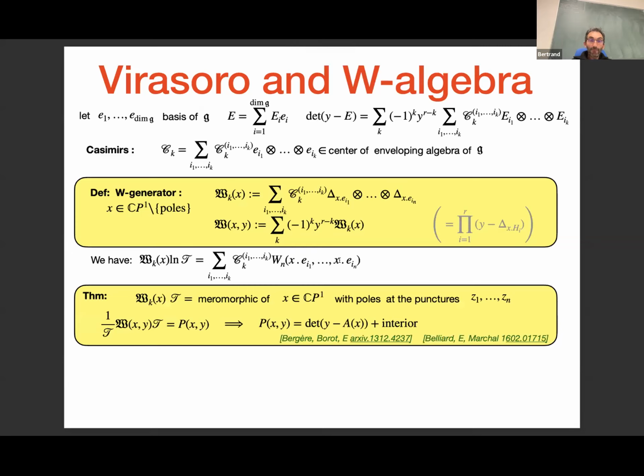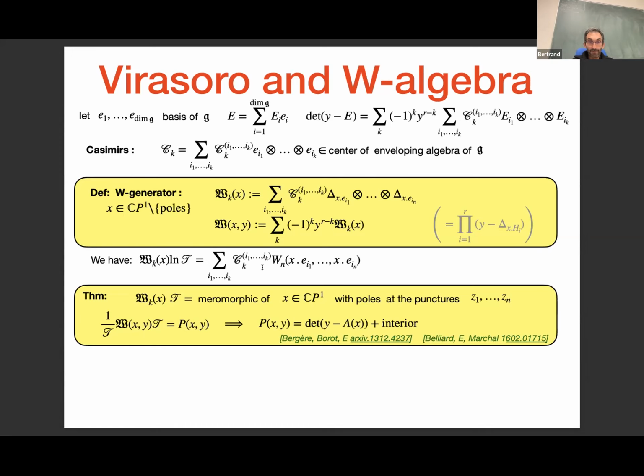So now the theorem is the following. Wk, when it acts on tau, gives something meromorphic as a function of x in CP1. And let me say that this is not trivial because remember that each Wn was a combination of m's, and m is psi e psi inverse. Psi has essential singularities at the zi's. So you have a big combination of things that have possibly exponentials and essential singularities at the zi's. But this precise combination with the Casimir coefficient has no essential singularity. It has no exponentials. And this is not so trivial from the definition.